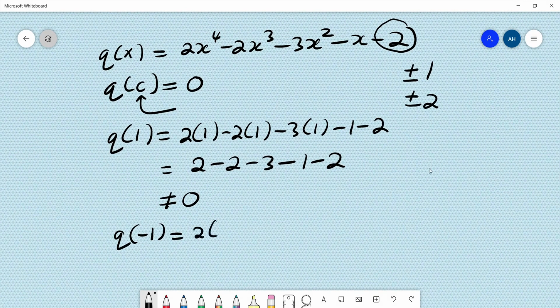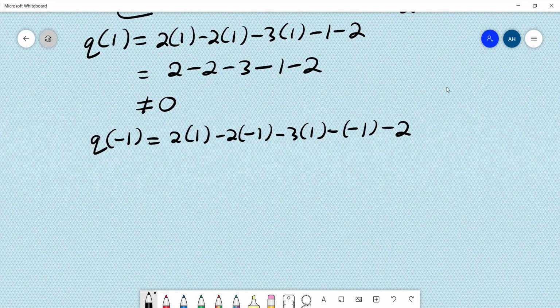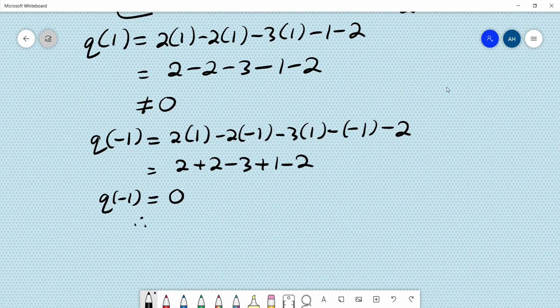So 2 times 1, we have negative 2, we have negative 1 cubed is negative 1, we have negative 3 times 1, we have minus negative 1, and we have minus 2. Okay, let's simplify. What do you get? We have 2, plus 2, minus 3, plus 1, minus 2. And see, 2 plus 2 is 4, 4 minus 3 is 1, 1 plus 1 is 2, 2 minus 2 is 0. Yes, we get q(-1) is equal to 0. Therefore, we can conclude that x plus 1 is a factor of q(x).